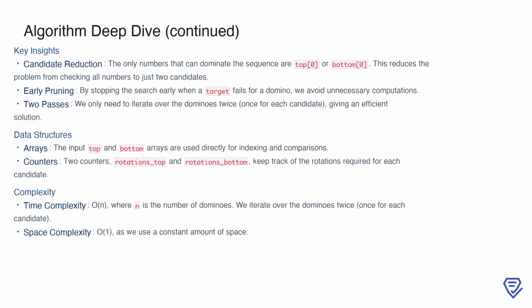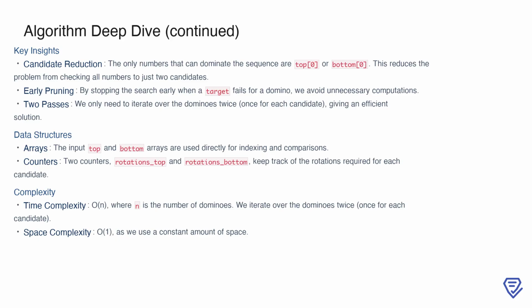This drastically simplifies the problem. Second, early pruning helps us exit the computation as soon as we determine that a target is invalid for any domino. This avoids unnecessary work and speeds up the process. Finally, the entire solution only requires two passes over the domino sequence, one for each candidate, which makes it highly efficient. In terms of data structures, we use the input arrays directly for comparisons and indexing, while two counters, rotations_top and rotations_bottom, keep track of the rotations required for each candidate.